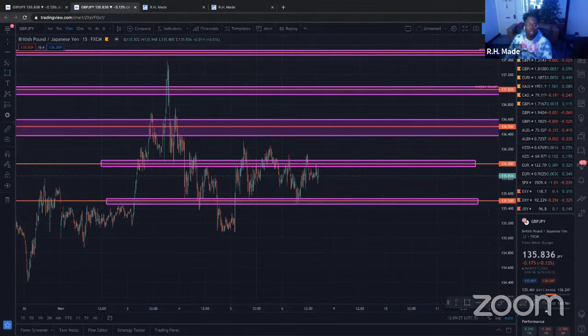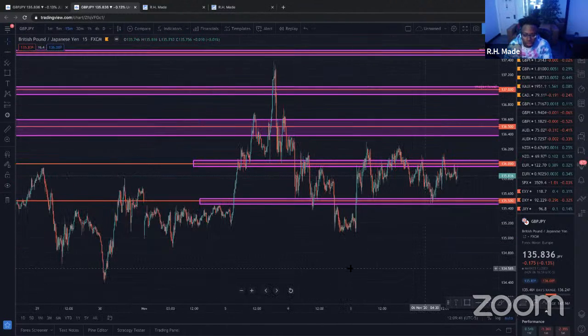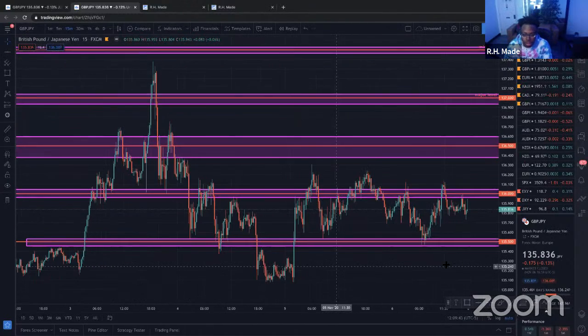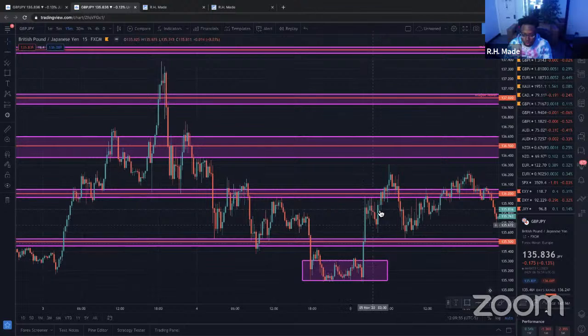All right, cool. So right now, GJ is really not doing anything. It had a big rally down later in November, the 20th. It came back down here and consolidated. I'll draw a little box here to signify the consolidation. So it broke this major level.